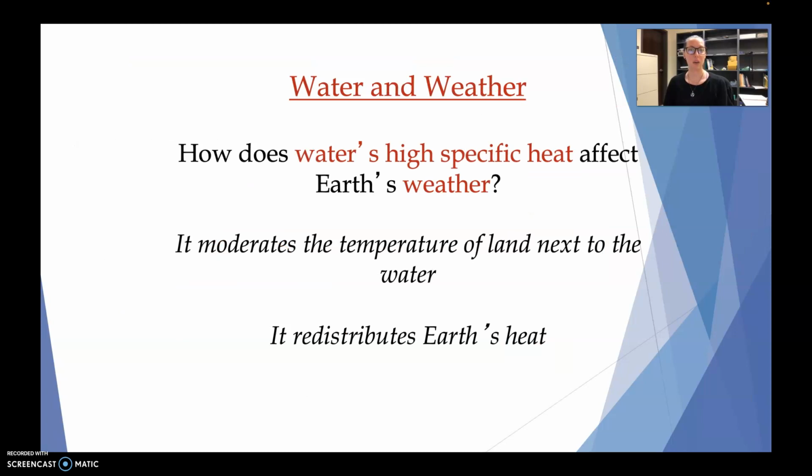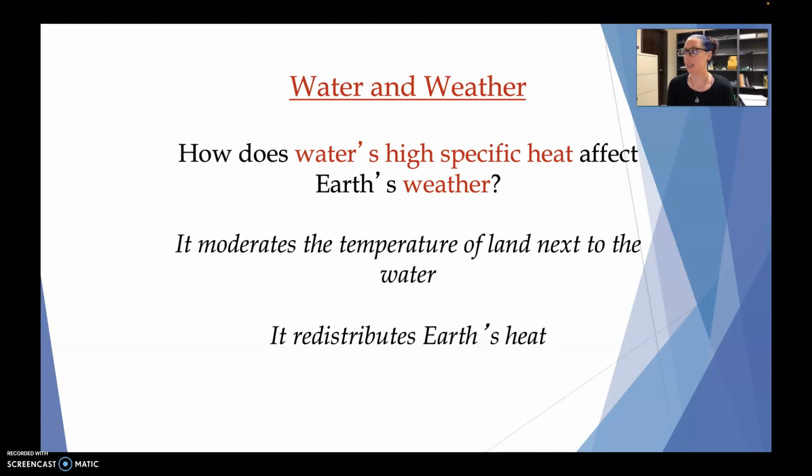So overall, how does water's high specific heat affect Earth's weather? It helps moderate the temperature of land right next to water. It also helps redistribute Earth's heat. I didn't really go into that second point, but it is a pretty big point as well. The ocean is very mobile, so it can help transport heat from the equator to the polar regions where there's a deficit of energy. And we'll talk more about that later on when we talk about the atmosphere and climate.